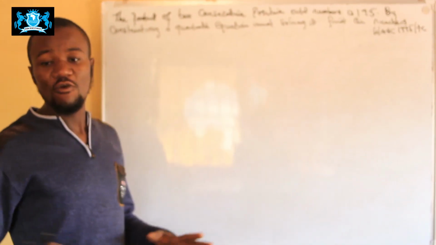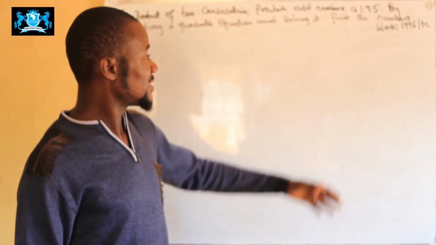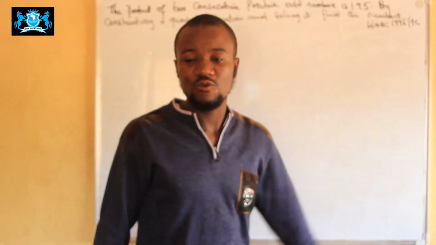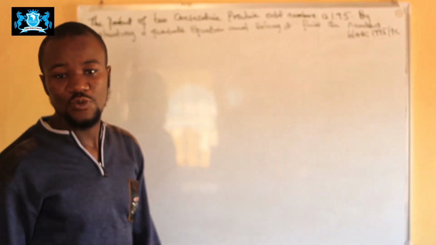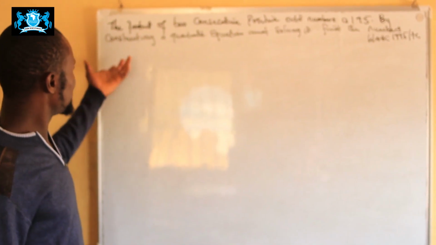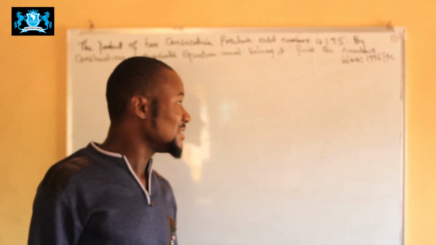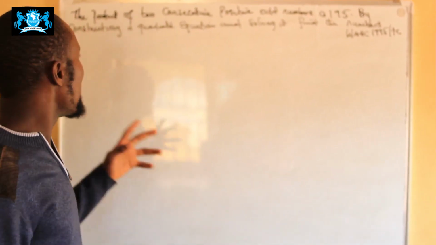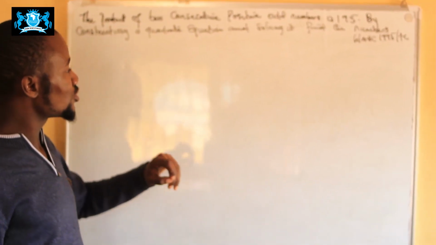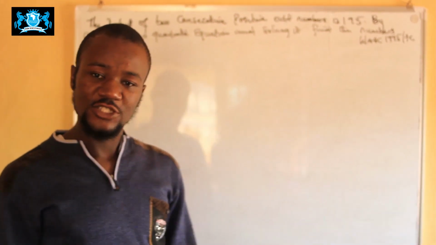Quadratic equation in the form of a word problem, taken from WAEC 1995, question 7C. That is the theory question. Now let's read the equation. The equation says the product of two consecutive positive odd numbers is 195. By constructing a quadratic equation and solving it, find the numbers.